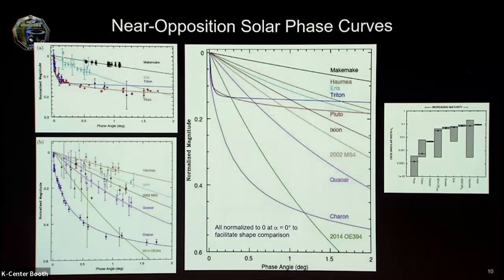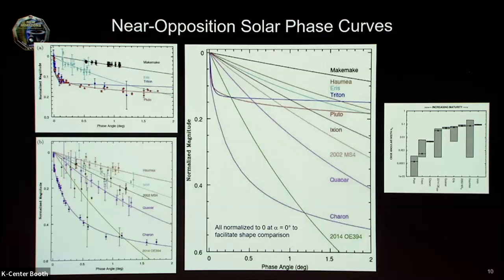At the near opposition point, we still see a lot of diversity in the shapes of these curves. I've put the hypervolatile surfaces up on this plot, and the other ones are below, and then everything is together on the plot in the middle. They're all normalized to zero at zero phase angle to facilitate the shape comparison.